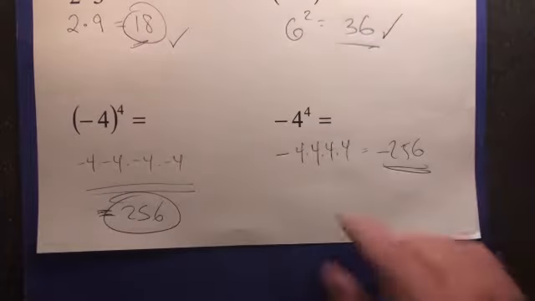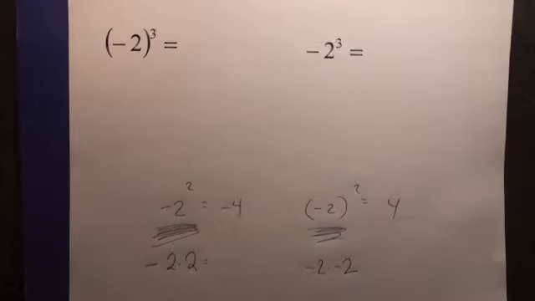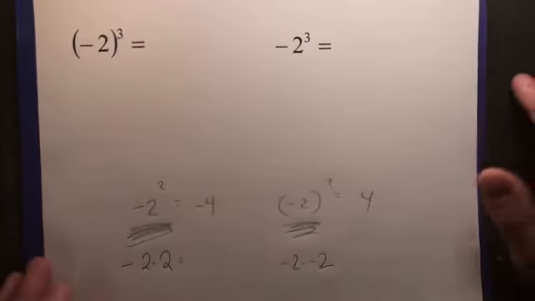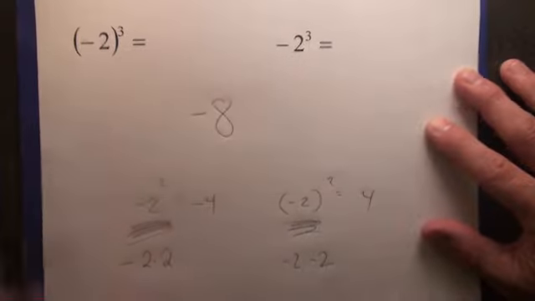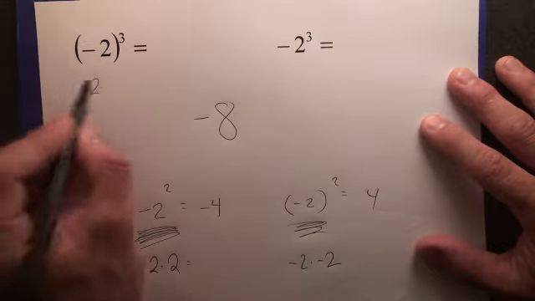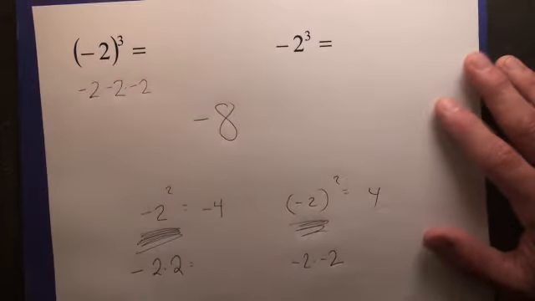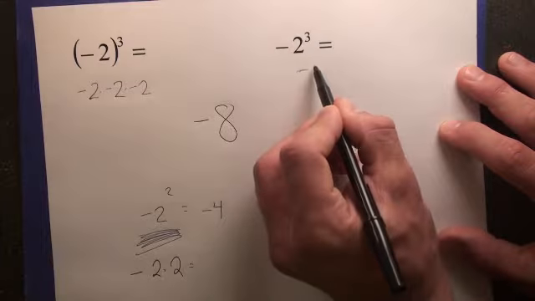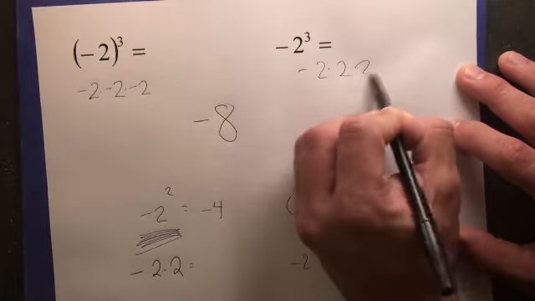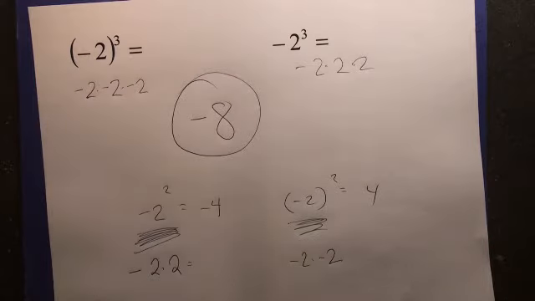Alrighty then. So when you have an even number of negatives, you have to make sure you're in good shape. That'll be a positive. This will be a negative. Ironically enough, both of these are what? Negative 8. And it's for different reasons. This just so happens to have 3 negatives and 3 twos, so that's why it's negative 8. This has 1 negative with 3 twos being multiplied together. Either way, negative 8. Alrighty then, so good times, and we will talk to you later.